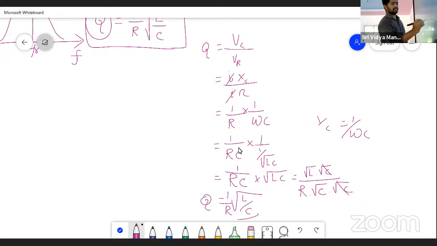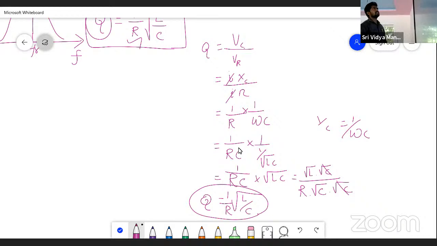This is also the quality factor based on the capacitance, and the earlier one is based on the inductance. Both are equal. So Q is equal to 1 divided by R times the square root of L divided by C.